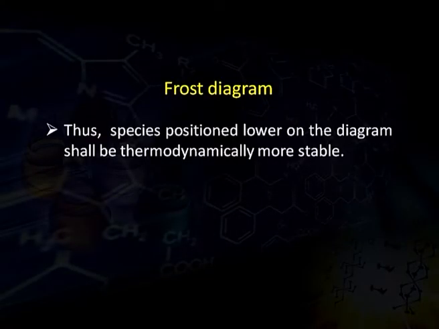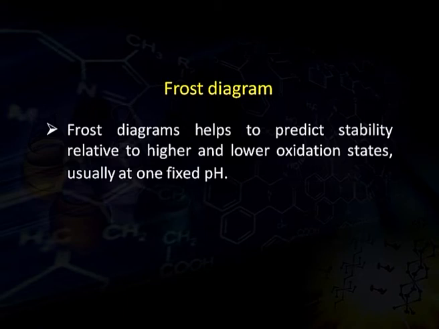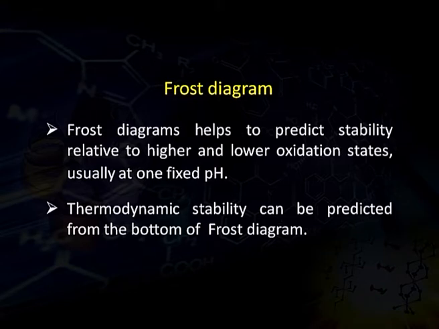So, the species positioned lower on the diagram shall be thermodynamically more stable. The information obtained from a Frost diagram is for species under standard conditions, pH 0 for acidic solution, the extreme acidic, and pH 14 for basic solution, the extreme basic. Such information can be obtained from the Frost diagram. It helps to predict stability relative to the higher and lower oxidation states, usually at one fixed pH. Thermodynamic stability can be predicted from the bottom of the Frost diagram.